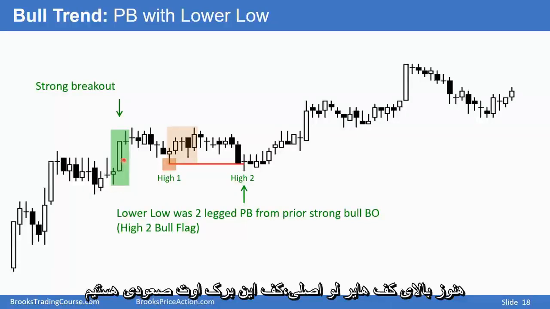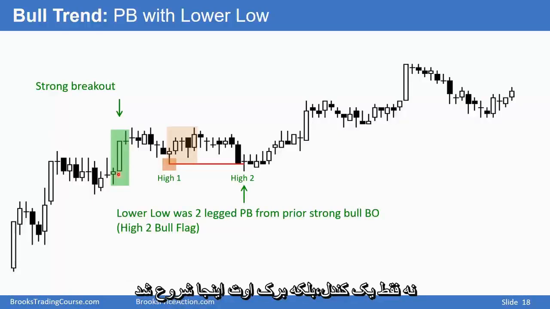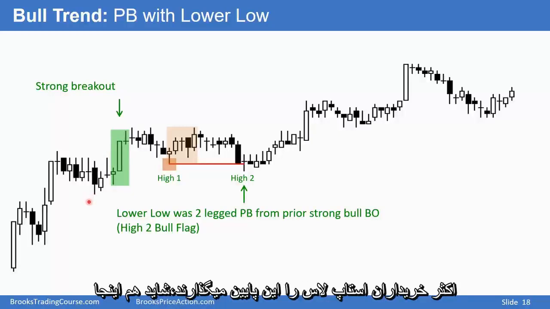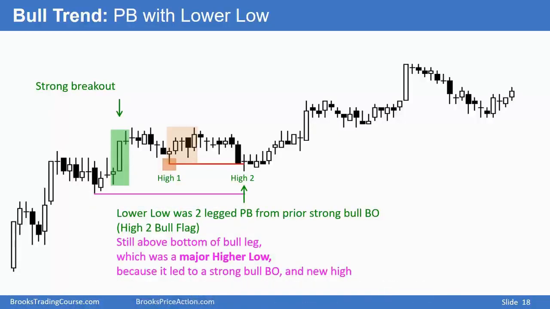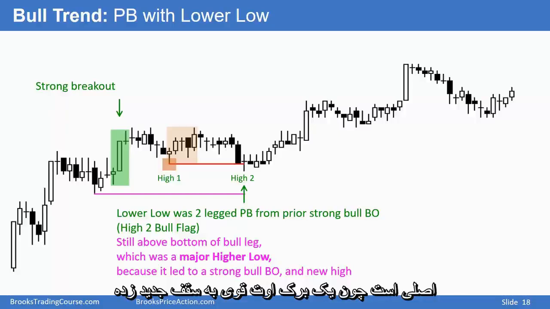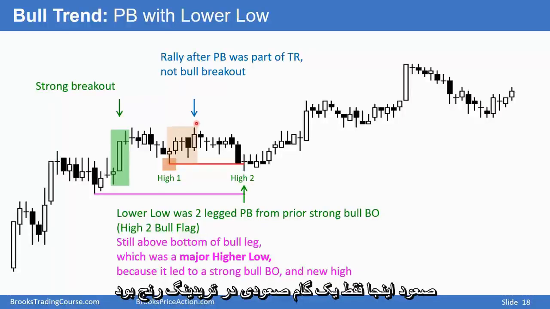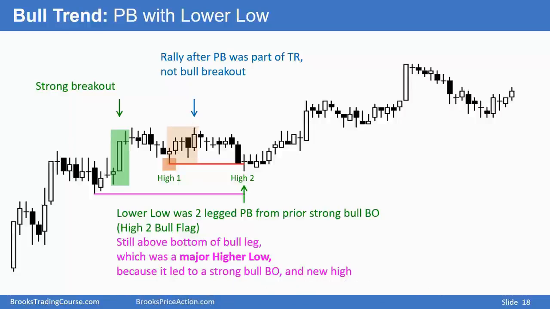Still above the bottom of the major higher low, the bottom of this bull breakout. Not just the bar, but the bottom of the breakout began here. It's good that it stays above the bottom of the bar. It's better that it stays above the bottom of the bull leg, and it's better that it stays above the bottom of the entire swing. Most bulls would put their stop down here, maybe below here. Major because strong breakout to a new high. Rally here was only a bull leg and a trading range, not a resumption of the bull trend.